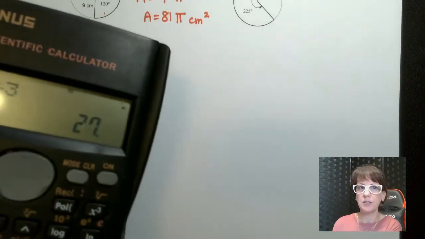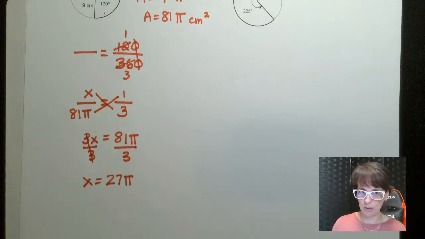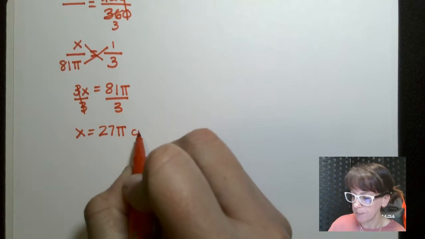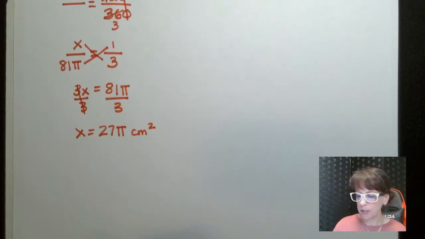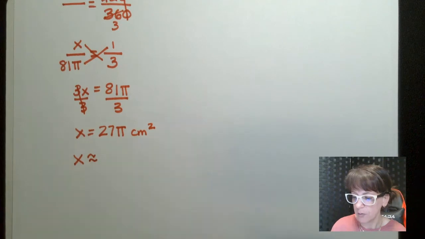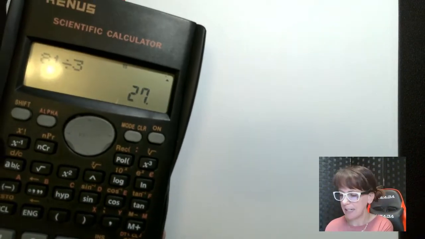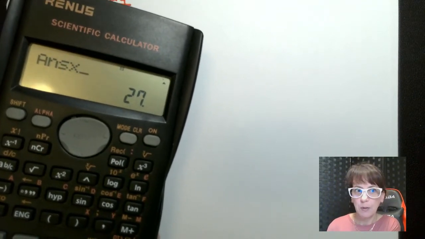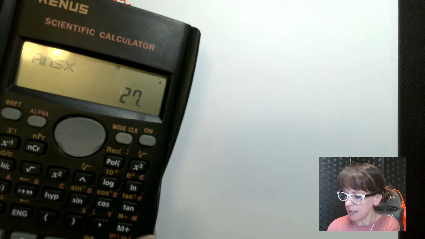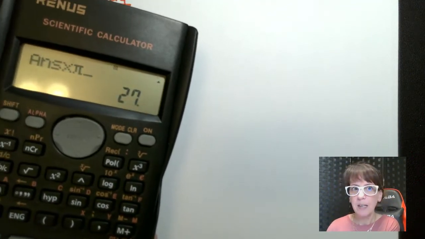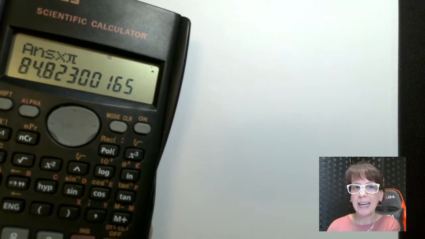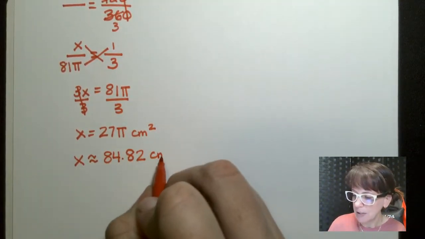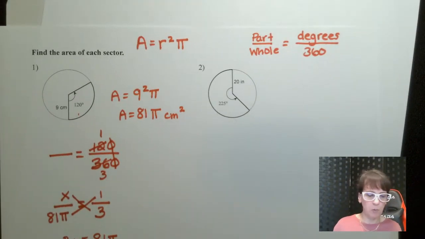So the exact answer is 27 pi, and then don't forget we're talking about centimeters, so centimeters squared. This is our exact answer. Now, if we wanted to estimate that answer, we would say, okay, 27 times, and you use the pi button, don't just use 3.14. So we press shift and then the pi button here, and we get 84.82, so approximately 84.82 centimeters squared.